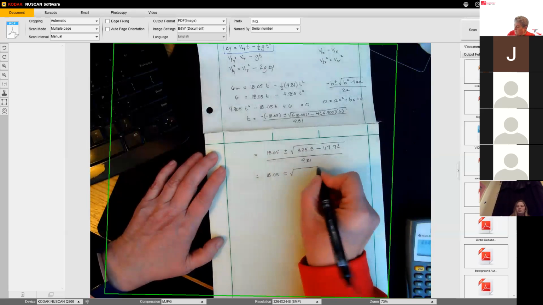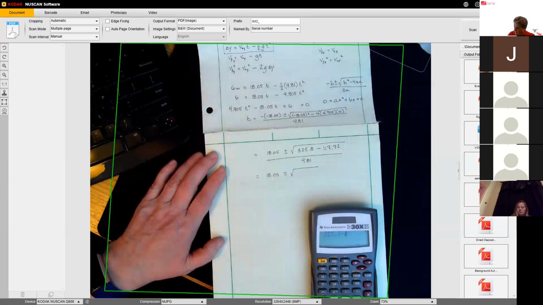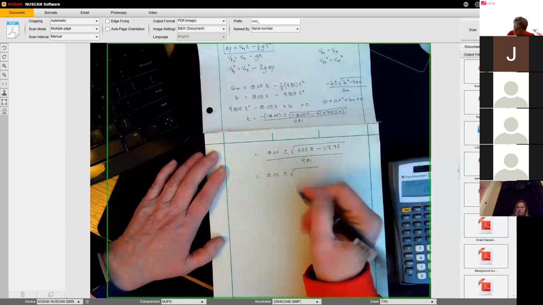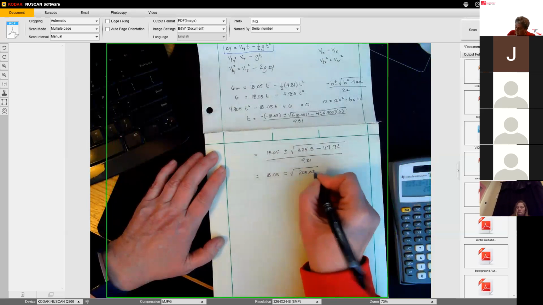So this is going to give me, if I do that, my 325.8 minus 117.72. This is going to be the square root of 208.08.